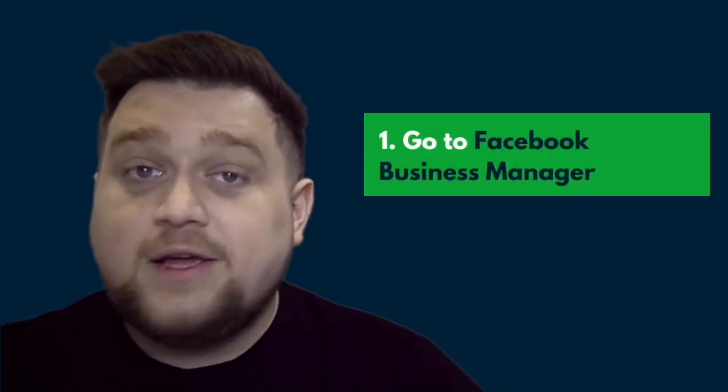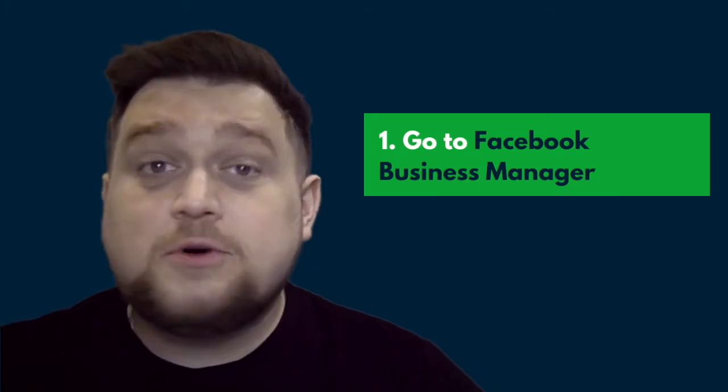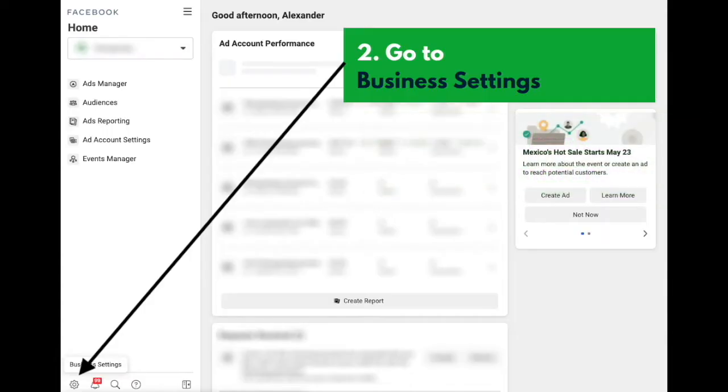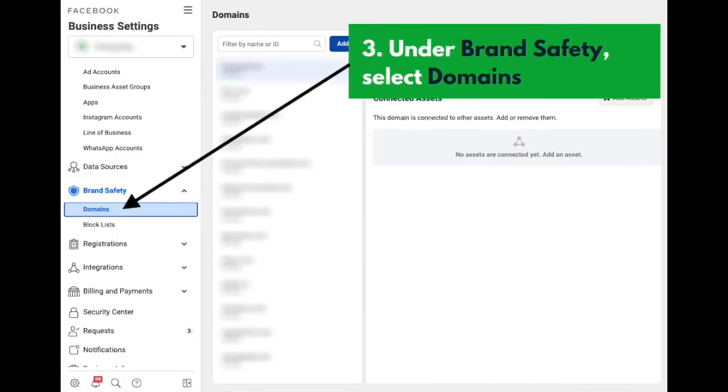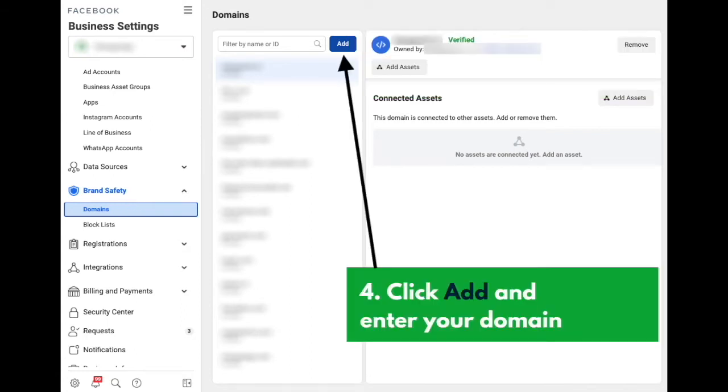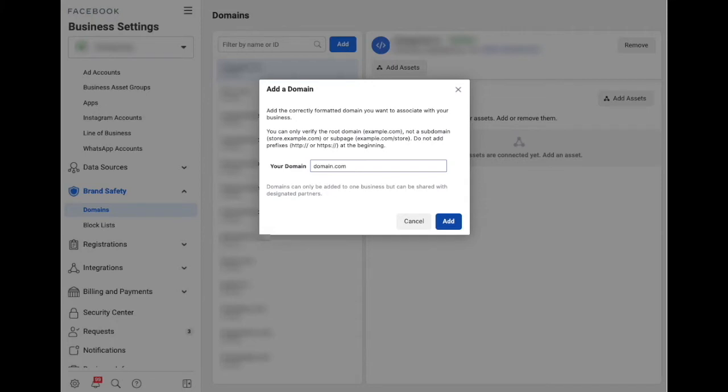In order to verify your domain, you need to go to Facebook Business Manager. Click on the Business Settings button, select the Brand Safety tab, and select Domains from the left side navigation list. Click on the Add button and enter your domain in the Add a Domain pop-up dialog.